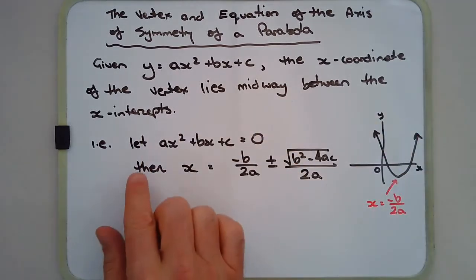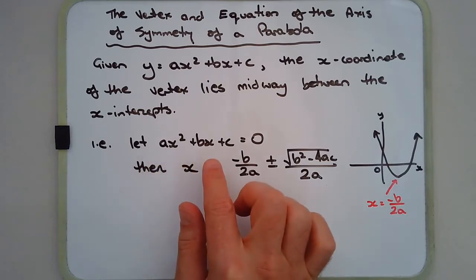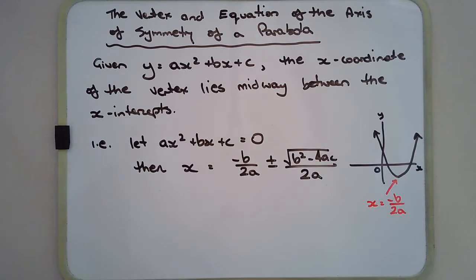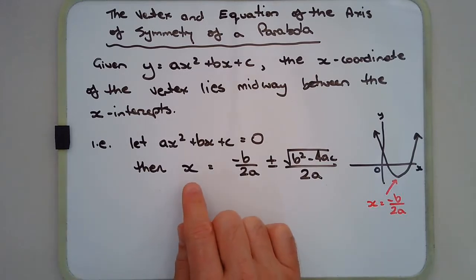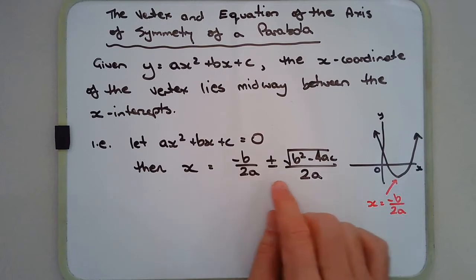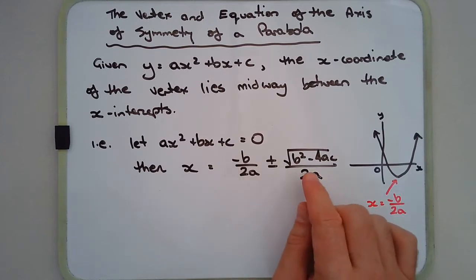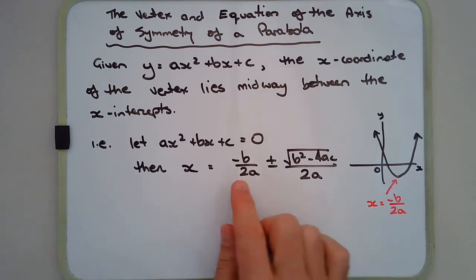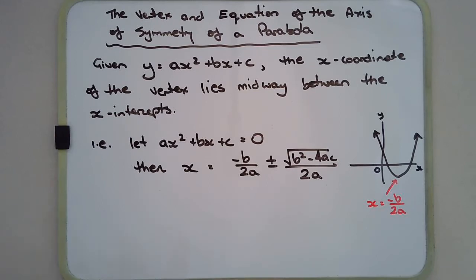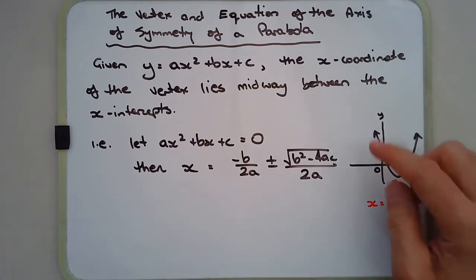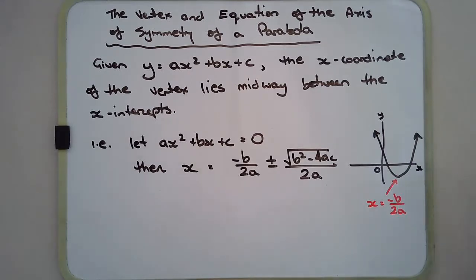What this is saying is that if we let ax² plus bx plus c equal 0, now you might recognize this as a non-monic quadratic equation, then the solution to this is x equals negative b on 2a plus or minus the square root of b squared minus 4ac over 2a. You would recognize this as the quadratic formula, but split up into two fractions instead of with a common denominator of 2a.